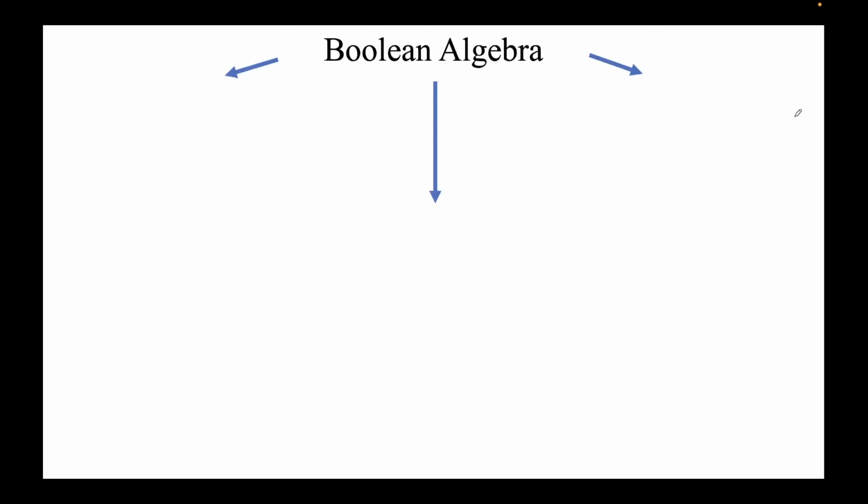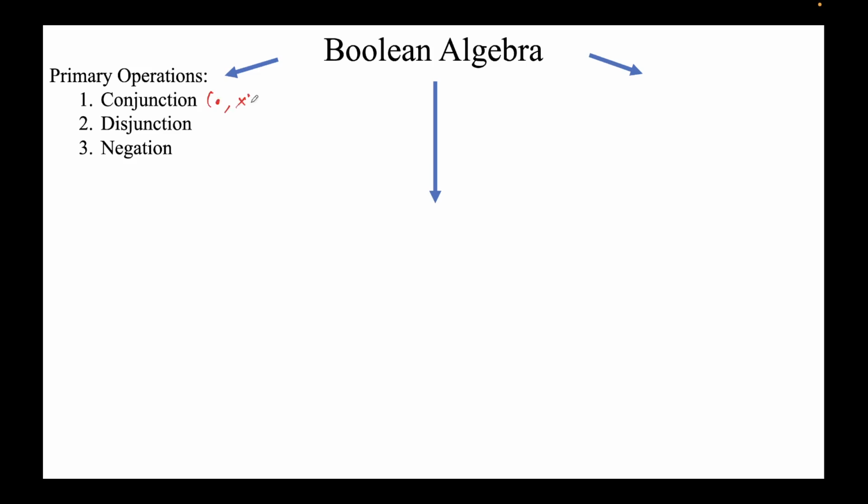So what do we mean by Boolean algebra? Boolean algebra performs 3 primary operations. The first is conjunction. Conjunction means the output will be true only when all the inputs are true, and this is often denoted using the dot symbol or the multiply symbol. The disjunction means the output can be true if at least one of the inputs is true, and thus this is denoted by the plus symbol.